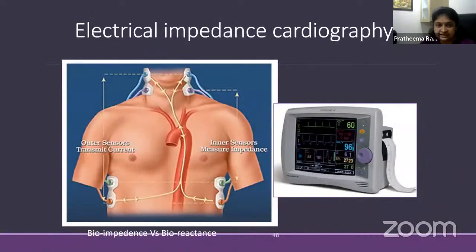Then we go for the electrical impedance. We know that there is interaction between heart and lung. When there is increased intrathoracic volume during inspiration, the blood flow changes, and when there is exhalation, the blood flow changes. So sensors are put on the chest and it is all monitored with the impedance, how it is transmitting current, and everything is shown on the monitor.